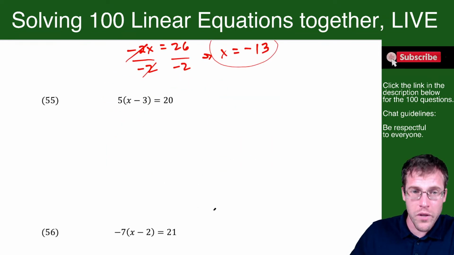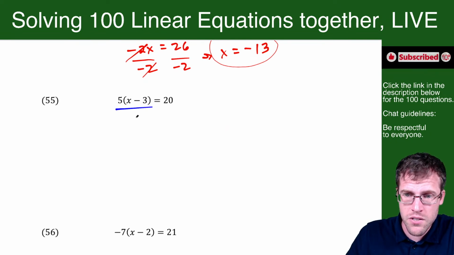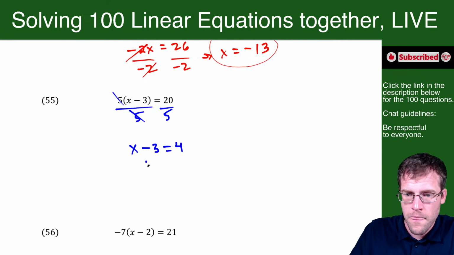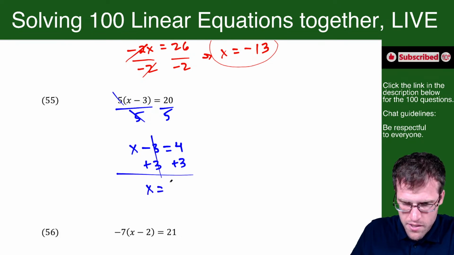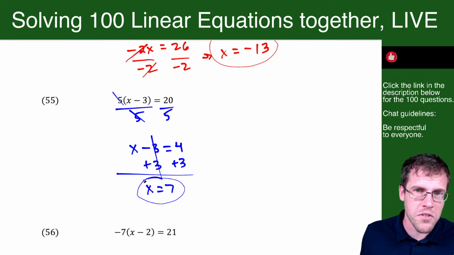So this one, once again, we can distribute, or we could use that nice shortcut. 5 times x minus 3, just divide both sides by 5. x minus 3 equals 20 divided by 5 is 4. Do plus 3 on both sides. And now you've got x equals 4 plus 3 is 7. So 55 should be x equals 7.